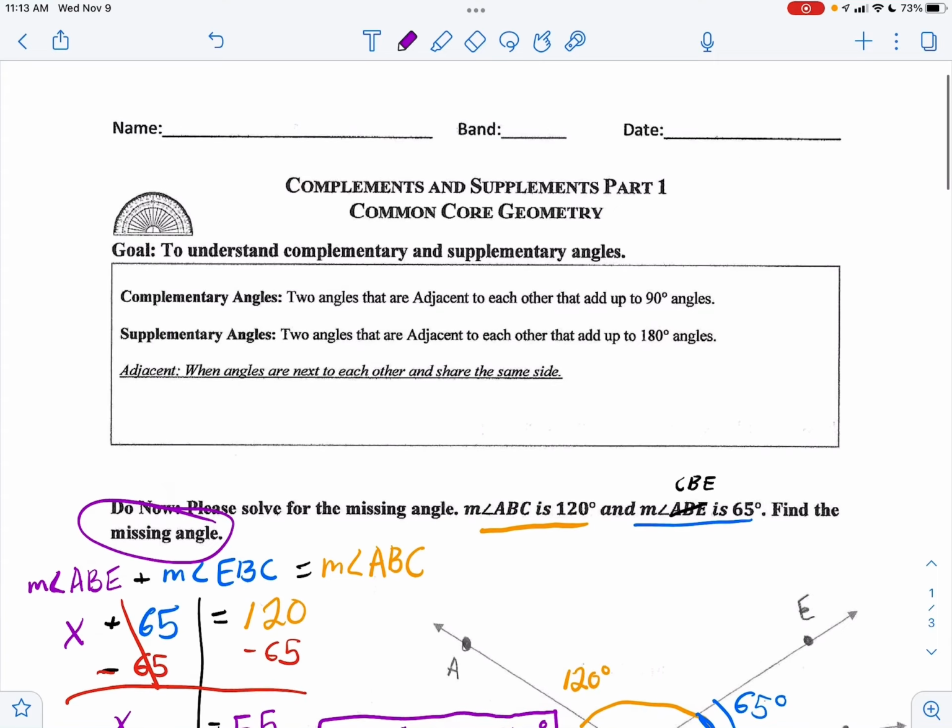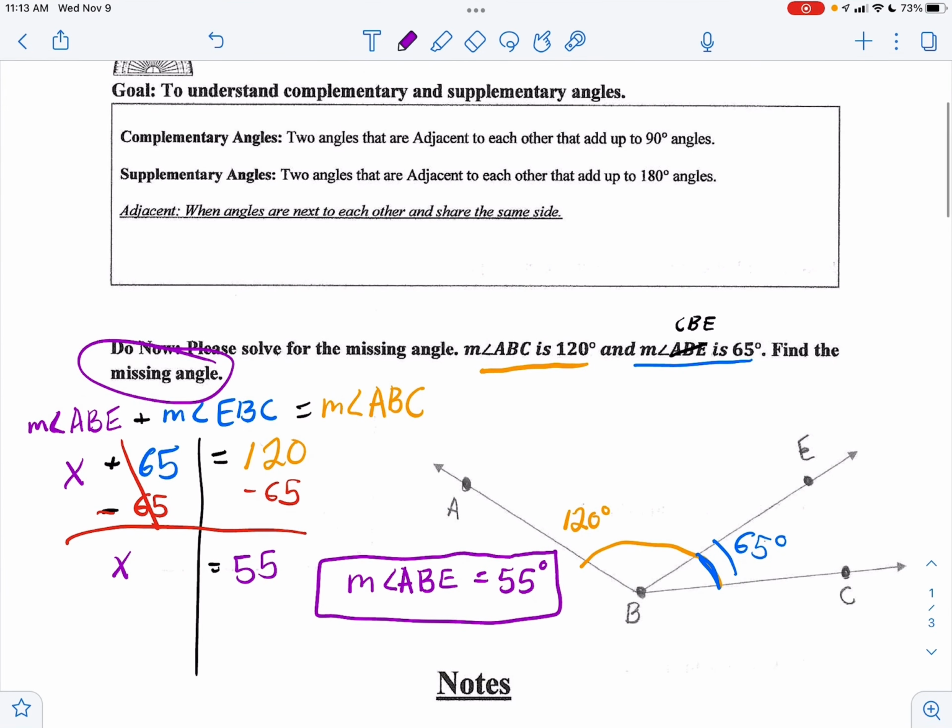Today we are learning about complements and supplements, right? Our goal is to understand complementary and supplementary angles. So complementary angles are 2 angles that are adjacent to each other that add up to 90 degrees. And supplementary angles are 2 angles that are adjacent to each other that add up to 180 degrees. Anytime we see an angle that is 90 degrees, we should know that this is a right angle. And anytime we see an angle of 180 degrees, this is a straight angle. So make those notes for yourself.